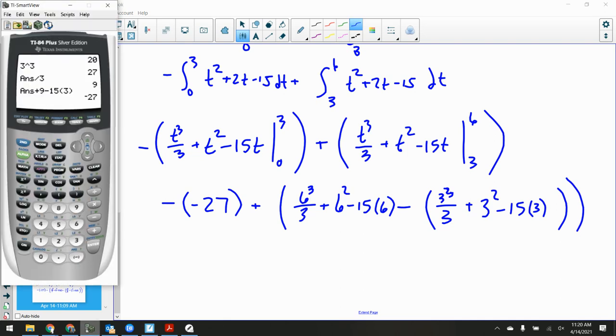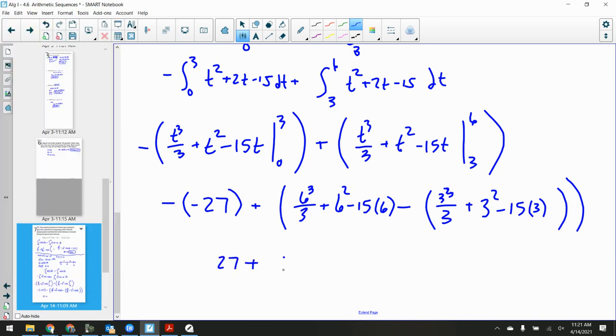So let's run that number. All right, 6 to the third over 3 plus 6 squared. We just did this once. Minus 15 times, not divide, times 6. Wasn't that 18? Yeah, that was 18.